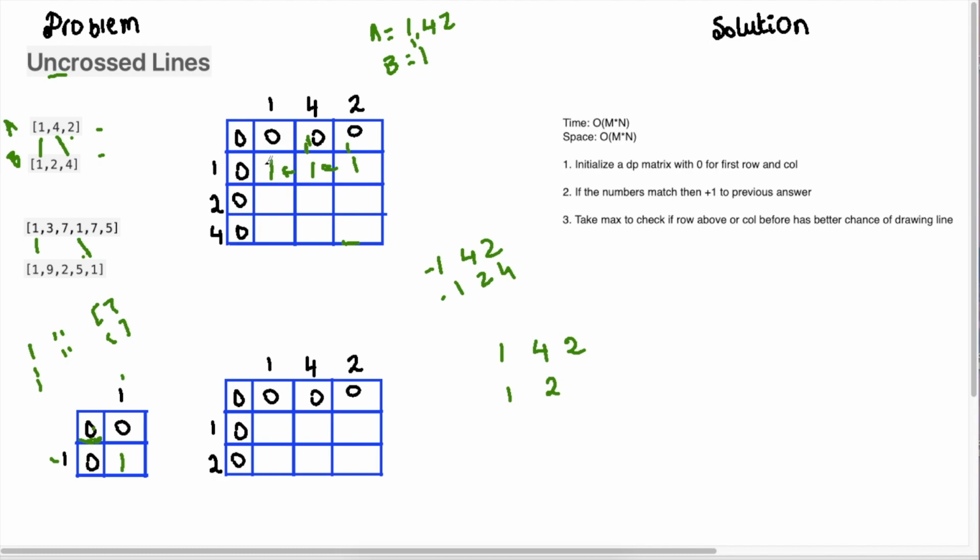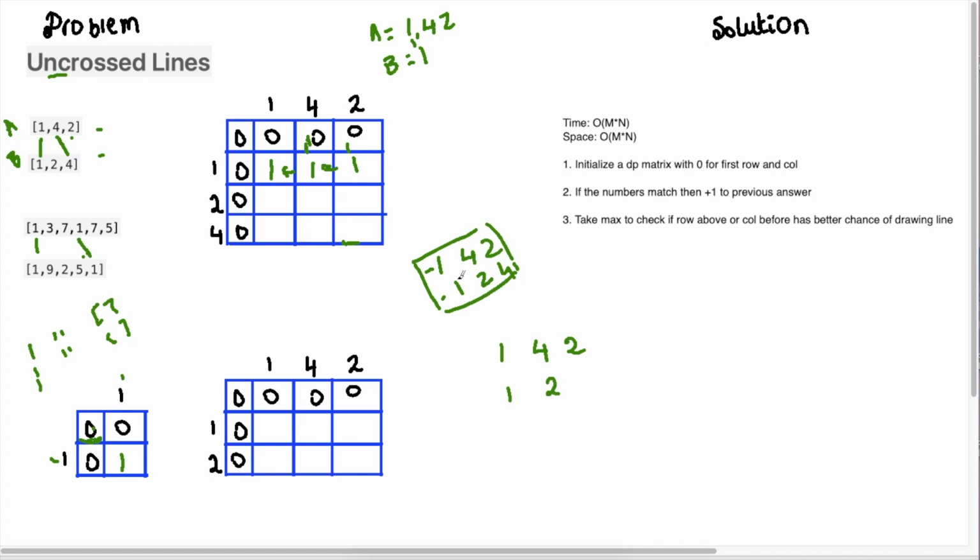So at each point when we're building this matrix, we are truncating what our inputs are and finding an answer to that subproblem, which will help us find the final answer, which is the number of uncrossed lines that you can draw from these two inputs.